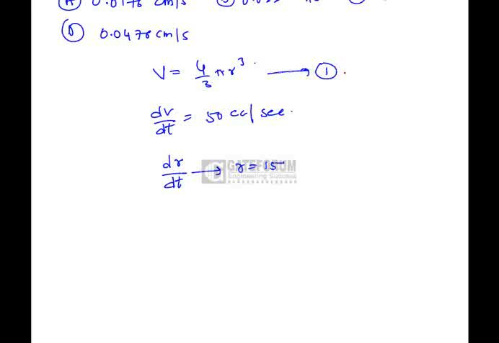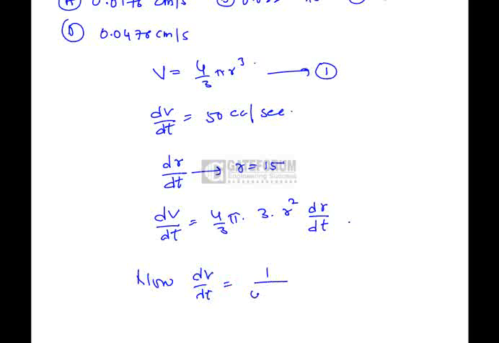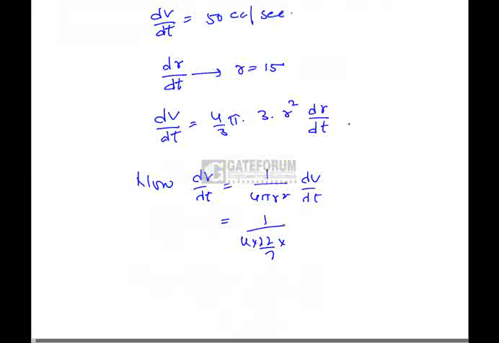Now consider equation 1 and differentiate it. If I differentiate with respect to t, dV by dt is equal to 4 by 3 pi into 3 into r square dr by dt. Now dr by dt can be written as 1 by 4 pi r square into dV by dt, and let us substitute the values. 1 by 4 into 22 by 7, and the value of r is 15, so 15 square into 50. If we simplify, then the value will be 0.0176 centimeters per second, which is option A.